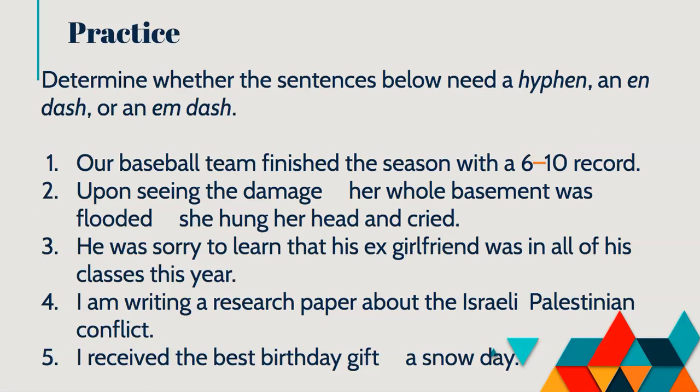Number 2, upon seeing the damage, her whole basement was flooded. She hung her head and cried. So, we could use parentheses here, but that would de-emphasize. We could use commas, but the commas don't work as well here, in part because the offset information is a complete sentence itself. So the commas are actually kind of confusing. Our best bet is to put a long dash around the entire offset sentence. Upon seeing the damage, her whole basement was flooded. She hung her head and cried.